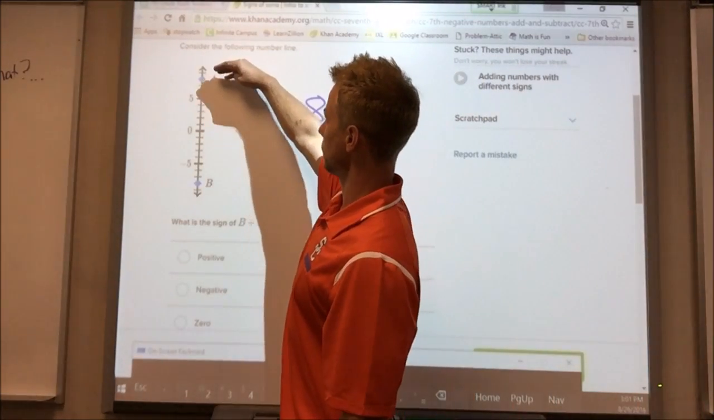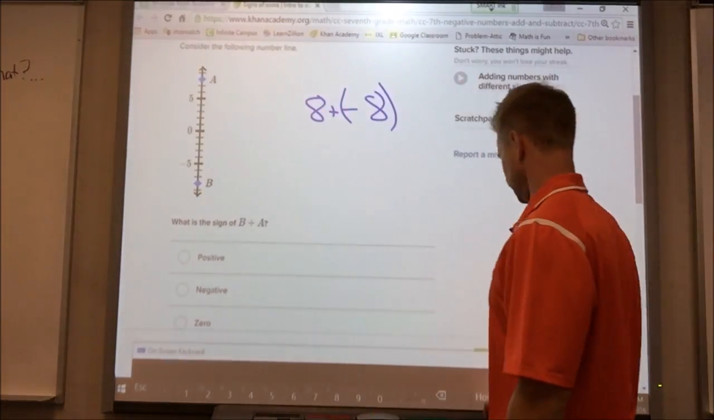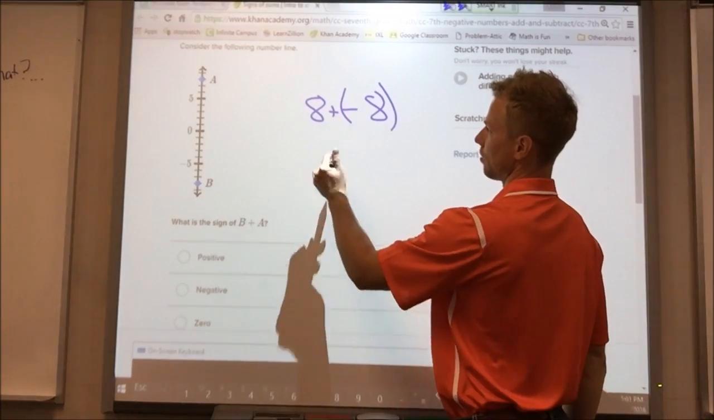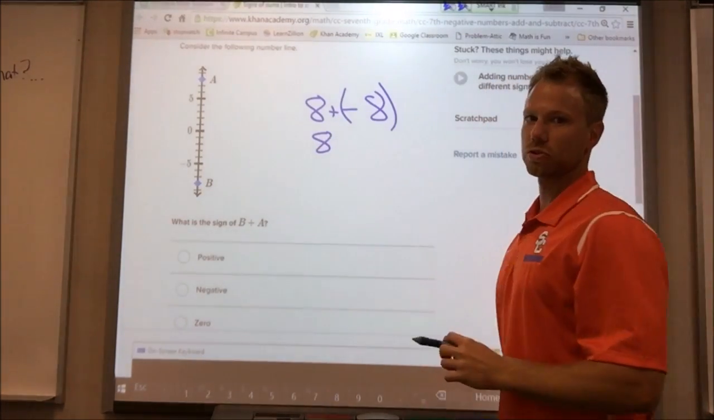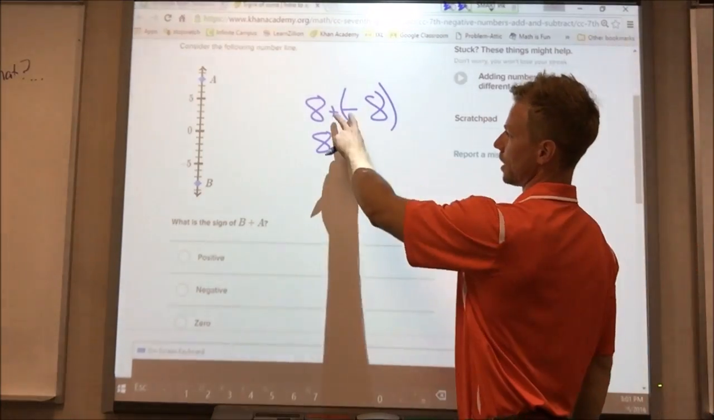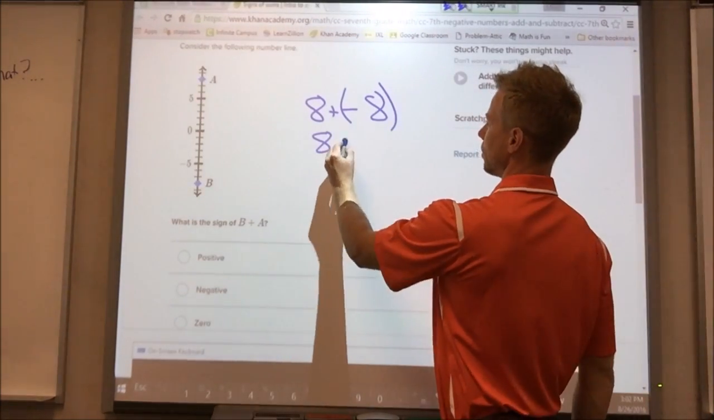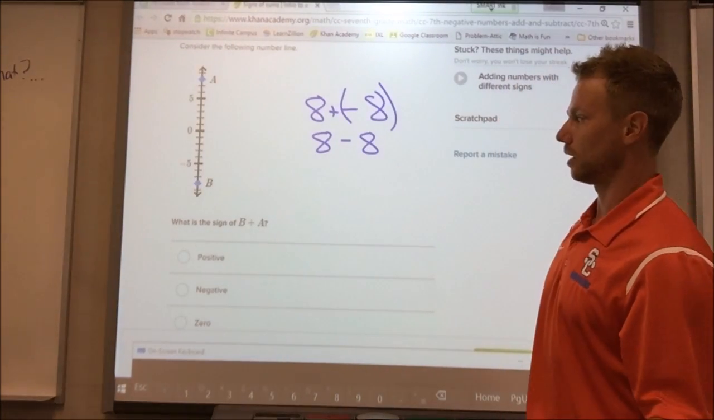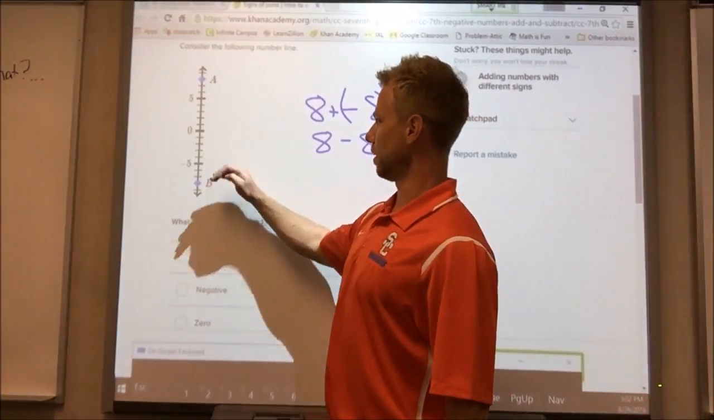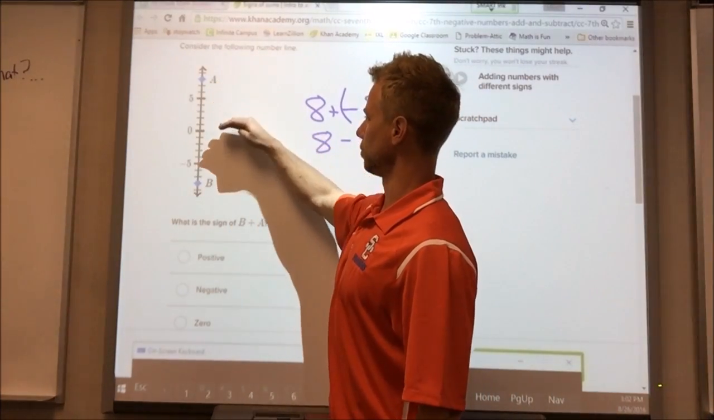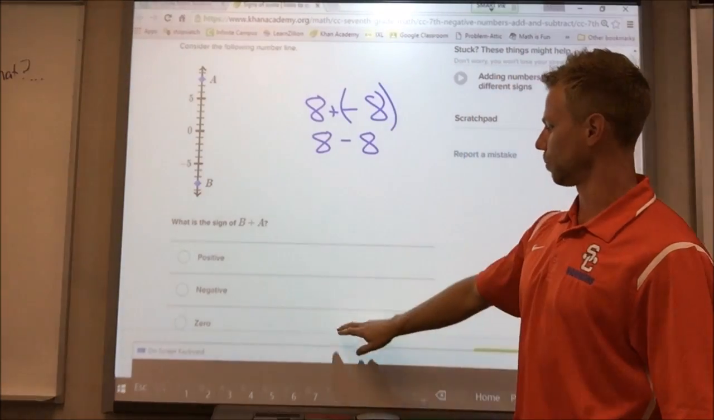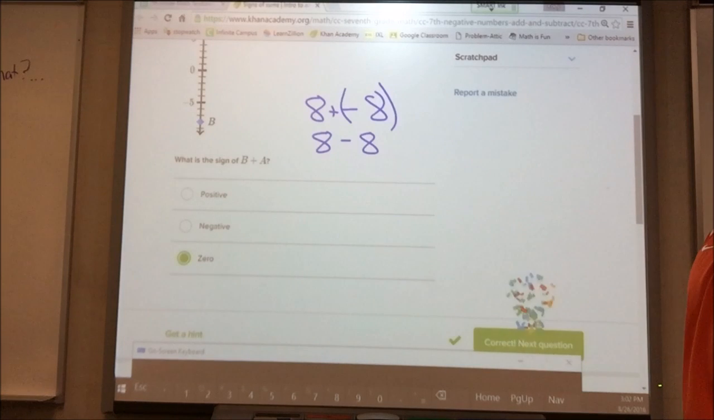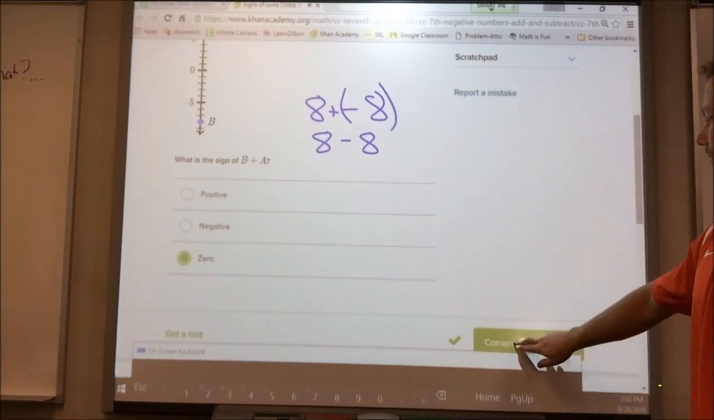Well, if I start at a positive 8, actually let's apply our rules. We have a positive and a negative, which if we follow our rules, two unlike signs right next to each other becomes a negative. So that turns into just 8 minus 8, and you probably know 8 minus 8 is 0. But if I use my number line, if I start at a positive 8 and go down 8, I'm going to end up at 0. So what's the sign when we add those? It's going to be 0.